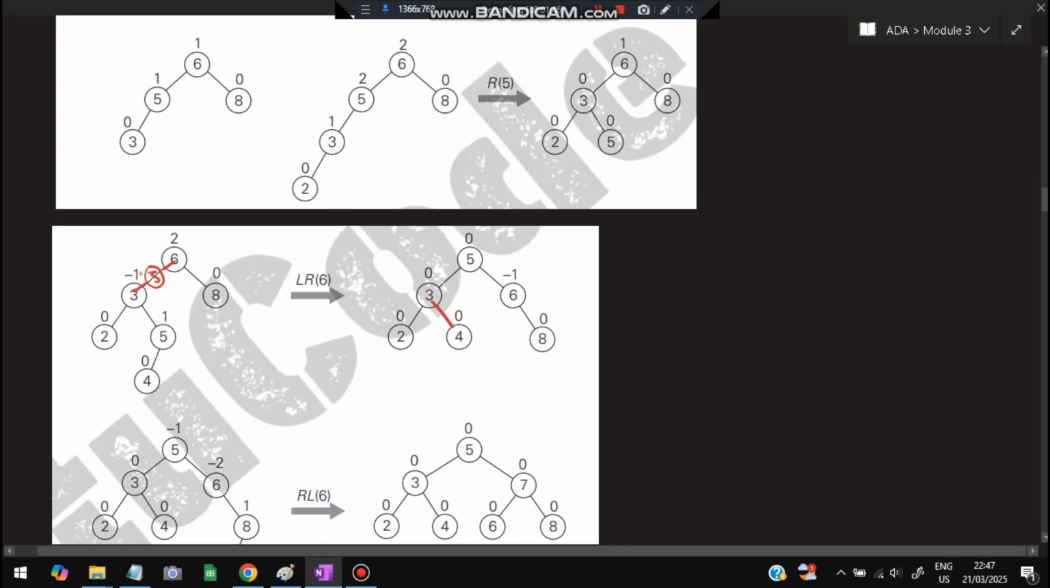Now, still in between these two means the LL operation is there, right? When LL is there, you have to convert it like this. 5 is here, you have to push it like this. So when you push it, on the right side of 5, 6 will be there and 8 is always there. So now 5, 6 and 8 will be here, and the previous one which we had done, which is 3, will be here, and the right child of 3 will be assigned as 4. This is the LR operation.